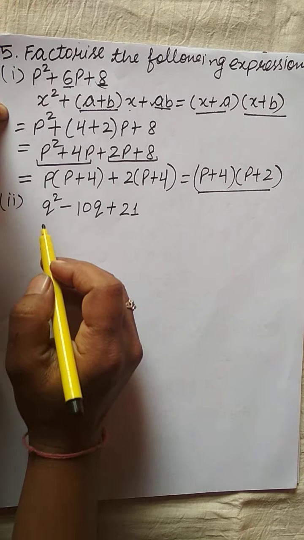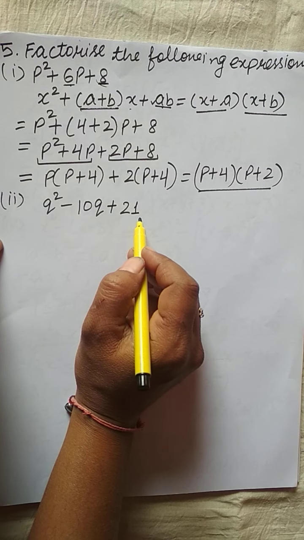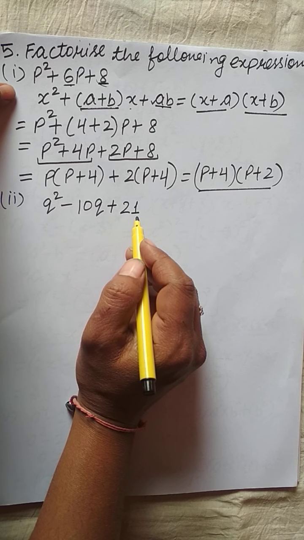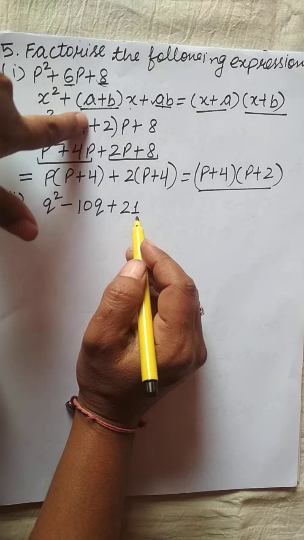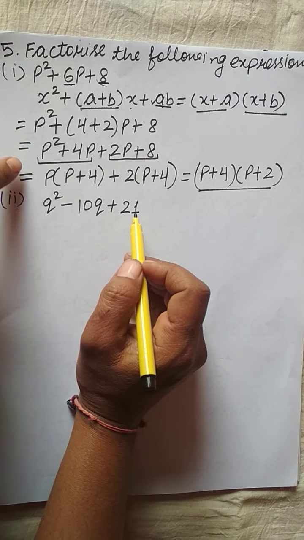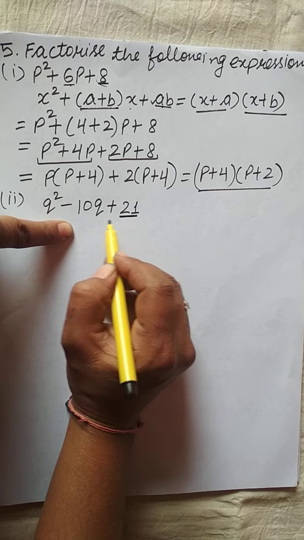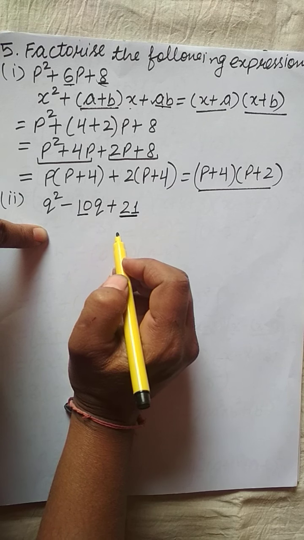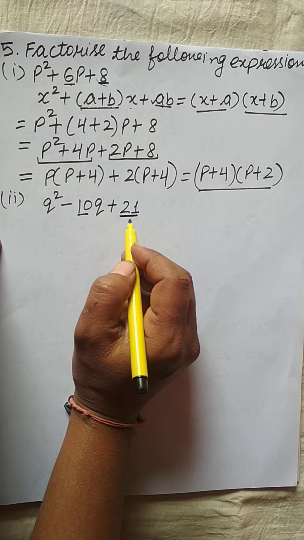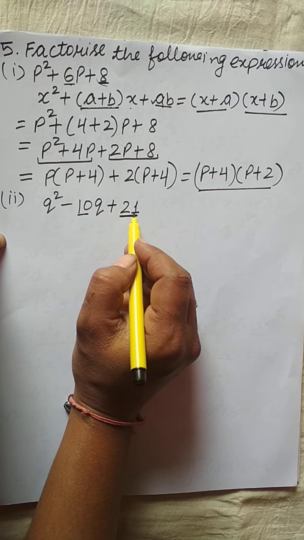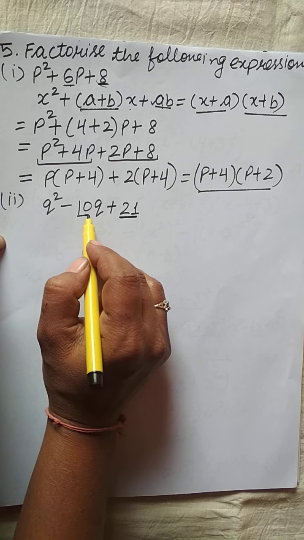Second part is q square minus 10q plus 21. As we have done the first part, this method is actually called the middle term splitting method. So again I'll find out the two numbers whose product is 21 and the sum is 10. Here I have the two numbers 7 and 3. 7 threes are 21. 7 plus 3 is 10.